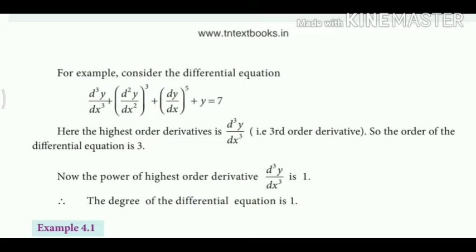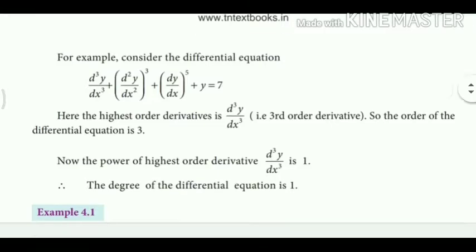So here the highest order is nothing but d cube y by dx cube. So you consider only the order, not the power. Don't see about the power. So here first you consider about the order. Here the highest order is d cube y by dx cube. For this order we have to find the power. So the power of this order is 1, because nothing is given means the power is 1. Now the power of the highest derivative d cube y by dx cube is 1. So degree of the differential equation is here 1 and the order is 3. So based on this we are solving some problems in example 4.1.